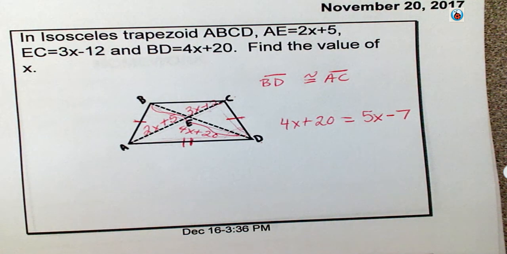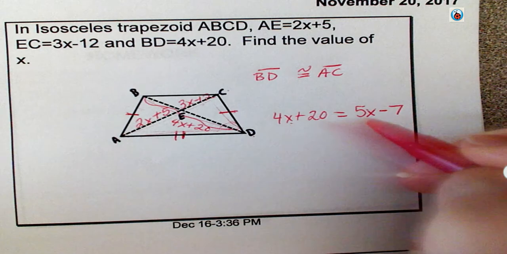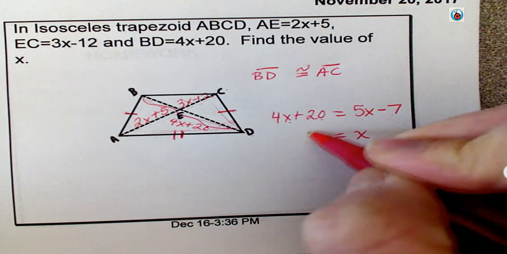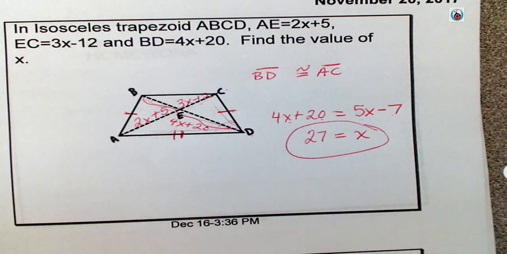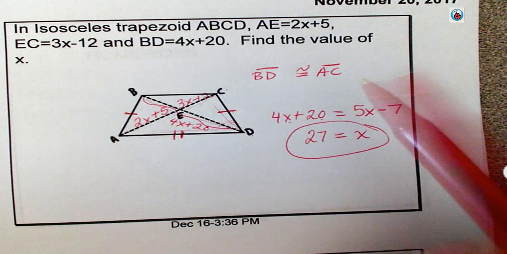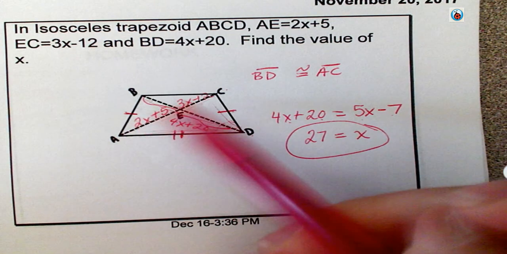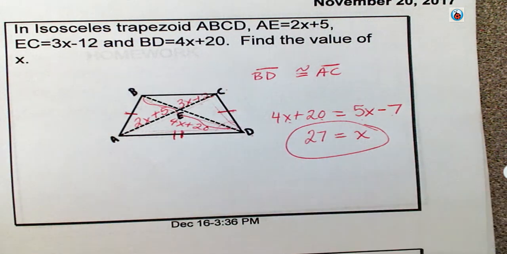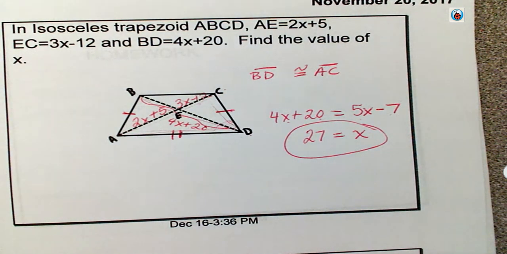So now I can solve that equation to find the value of x. Subtracting 4 from both sides, I have x on the right. Adding 7 to both sides, I have 27 on the left. And just like that, I get 27 equals x. If you wanted to check your work, you would take the 27, substitute that back in for x, and you're going to get the same length for segment BD as you do for segment AC. So it's a good quick way to check your work.